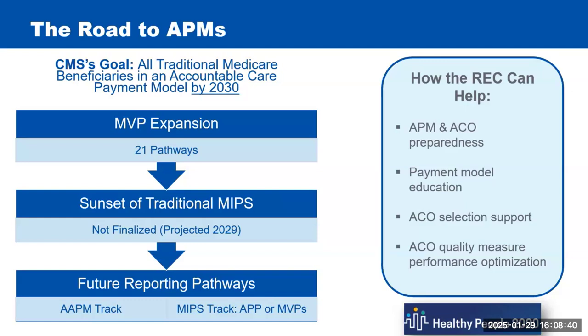So the first is through MIPS value pathways. CMS has really spent a lot of time and energy trying to align the quality performance to more directly correlate with the type of care that's being provided clinically. So there's more, what CMS determines is more meaningful measurement of performance. And again, CMS is continuing to grow these pathways.